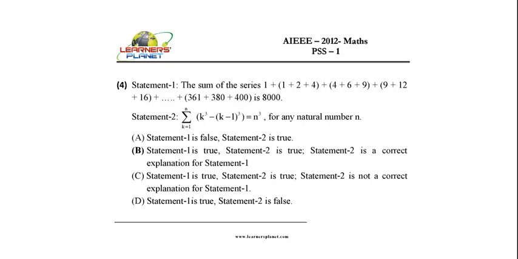This is an assertion reasoning type question. Statement 1 says the sum of the series 1 plus a few numbers, then another set of numbers, and so on, is given, and that equals 8000. Now we need to check whether this is the correct one or not. Let's do this on the whiteboard now.